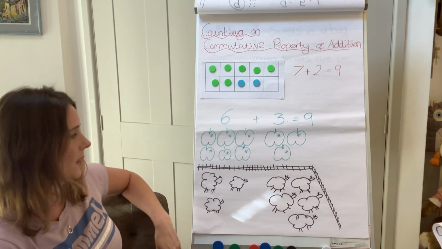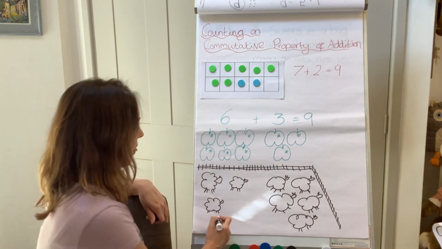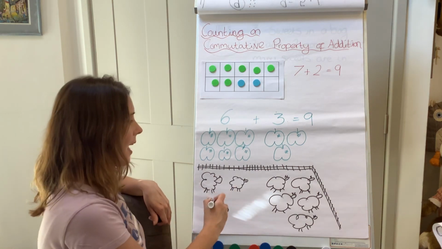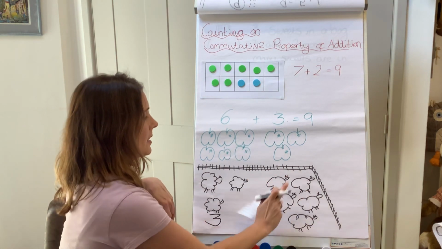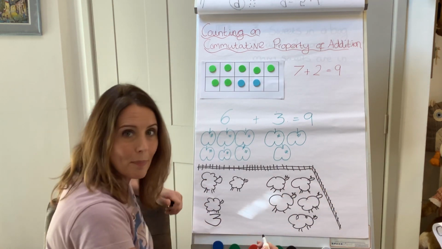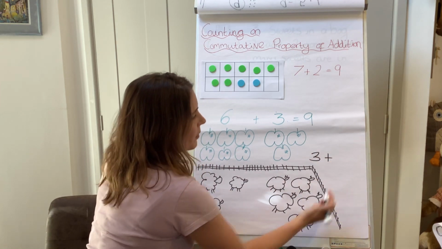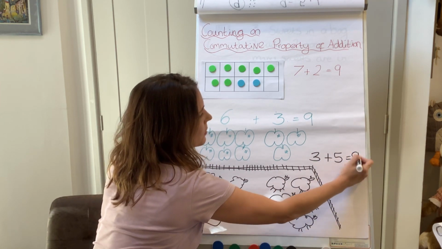Okay, 5 more come along. How many do we have now? So we can count on. We started with 3. We've got 3 there, 4, 5, 6, 7, 8, 9. So we can record that as a number sentence. We've got 3 add 1, 2, 3, 4, 5 is equal to 9.